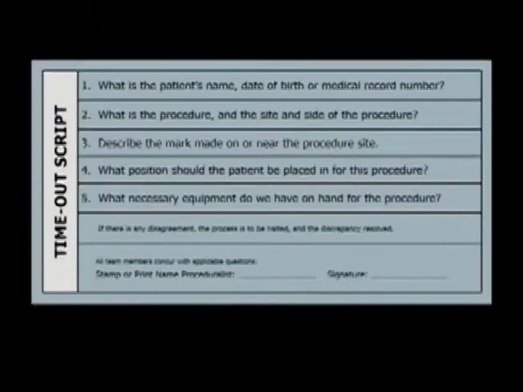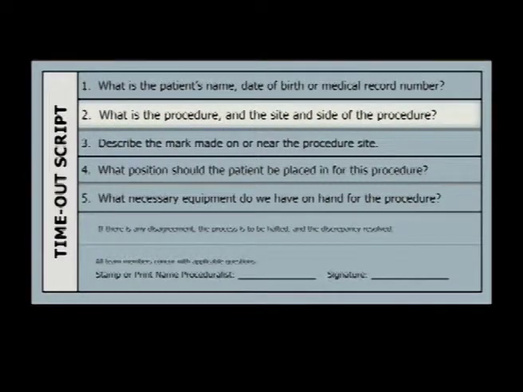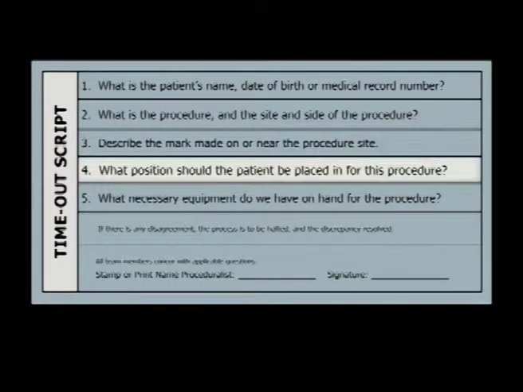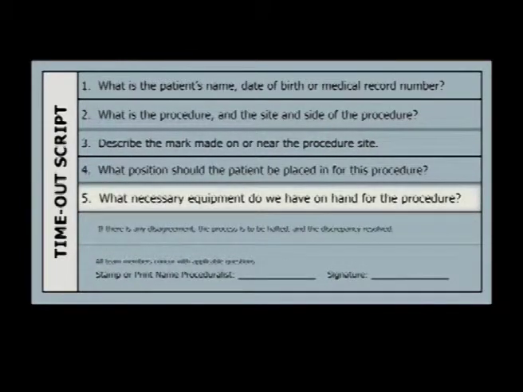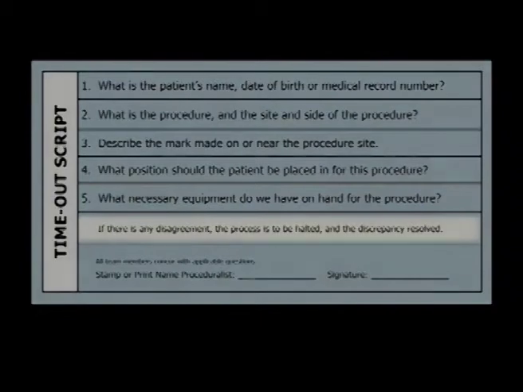Here's the script you're expected to adhere to when performing your timeout. What is the patient's name, date of birth, or medical record number? What is the procedure and the site and side of the procedure? Describe the mark on or near the procedure site. What position should the patient be placed in for this procedure? What necessary equipment do we have on hand for the procedure? If there is any disagreement, the process is to be halted and the discrepancy resolved before the procedure begins.